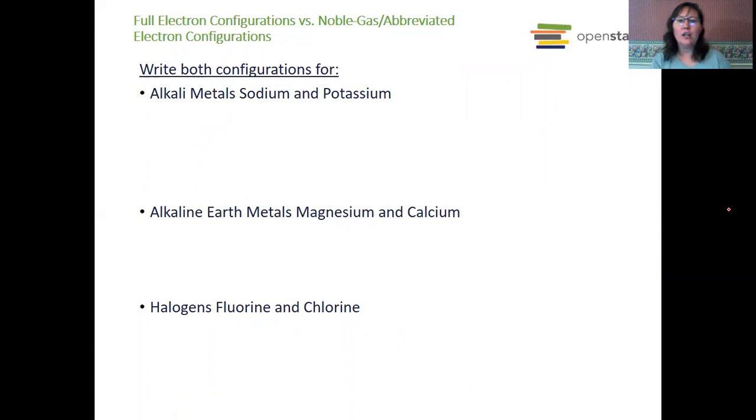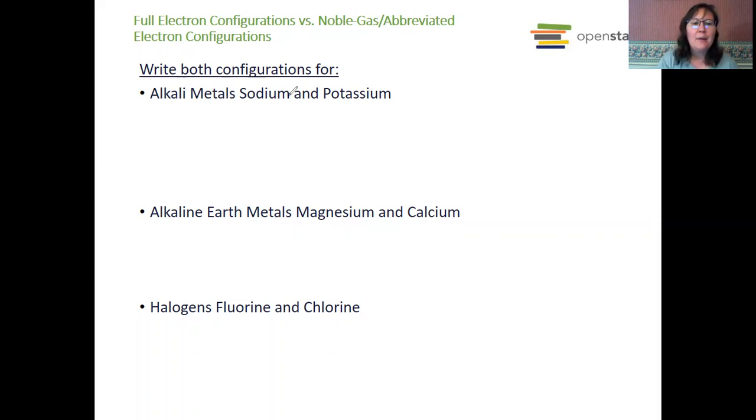Okay, now let's take a look at some of this for practice. Write both configurations for the alkali metals, sodium and potassium. I want you to grab this and watch as I'm doing it. I am not going to be writing all of the boxes because we're looking for configurations, not orbital diagrams. Remember, the orbital diagrams are the boxes, but if I ask for an electron configuration, you don't have to do that.